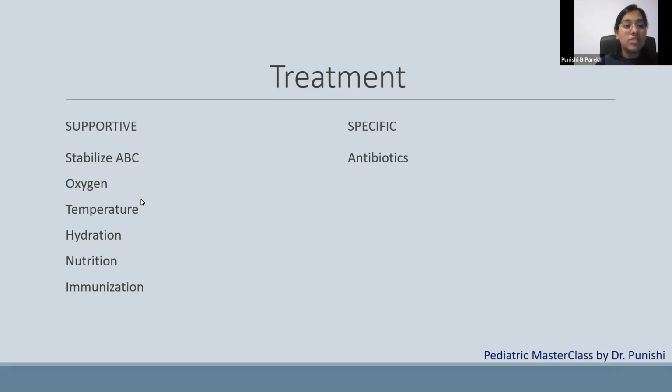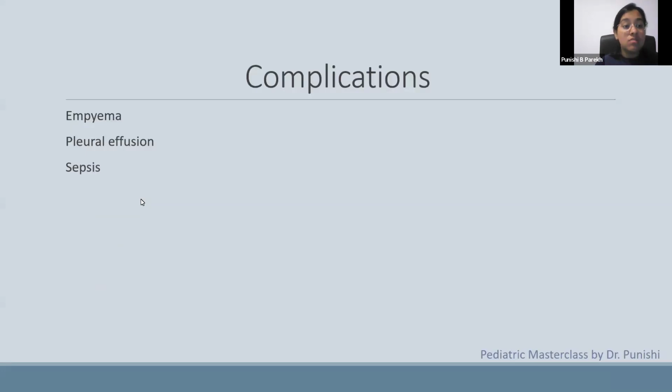Now, what complications can you have in a child who has pneumonia? Empyema, effusion, and septicemia or sepsis are the common complications. Again, they're more commonly seen in a bacterial pneumonia, rarely in a viral pneumonia, but yes, you can definitely have them. So we've seen investigations, treatment, and complications.